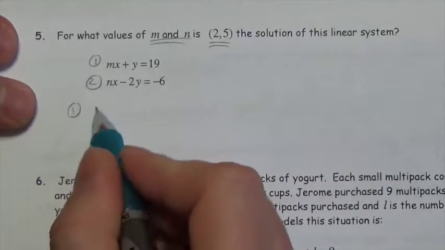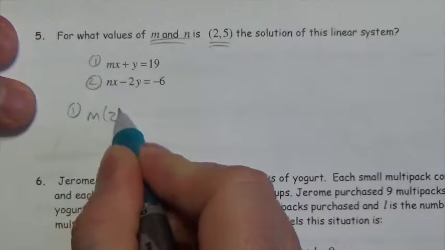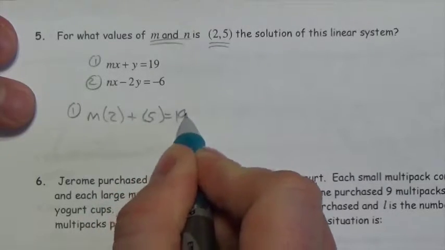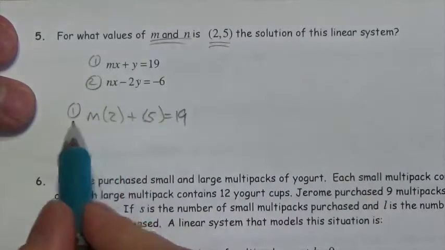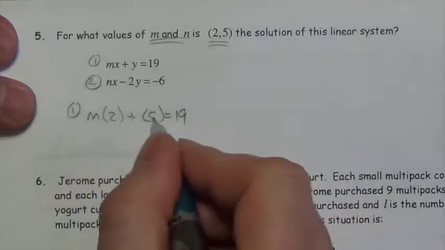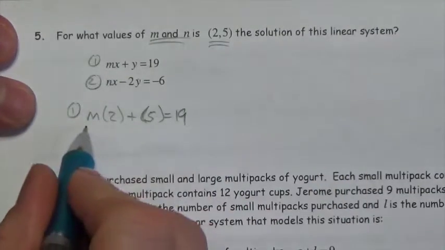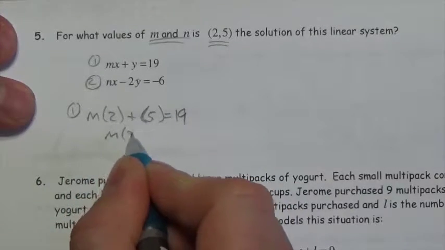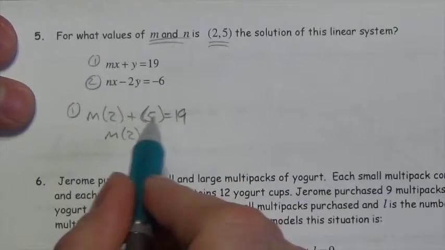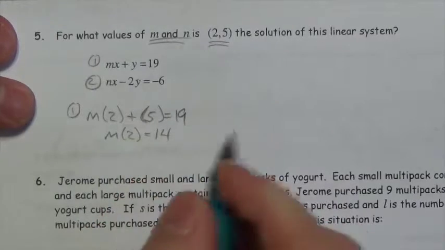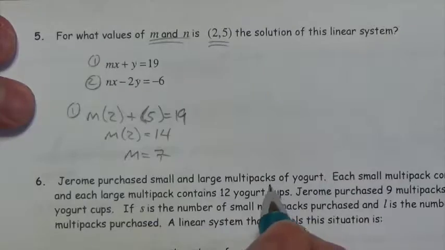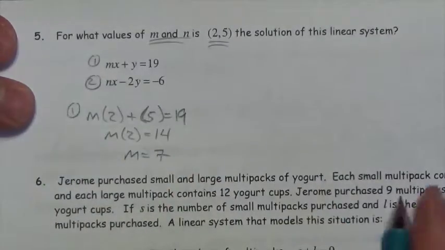So for equation 1, that means m times 2 plus 5 is equal to 19. Now notice I've got a single equation with a single unknown in it, so I can solve for that. This is m times 2 is equal to, well, subtract 5 from both sides, you get 14. And when you divide by 2, we get that m is equal to 7. So I know what m is.